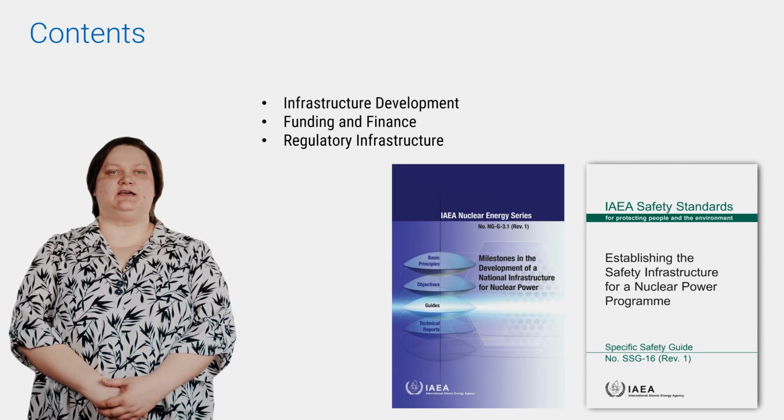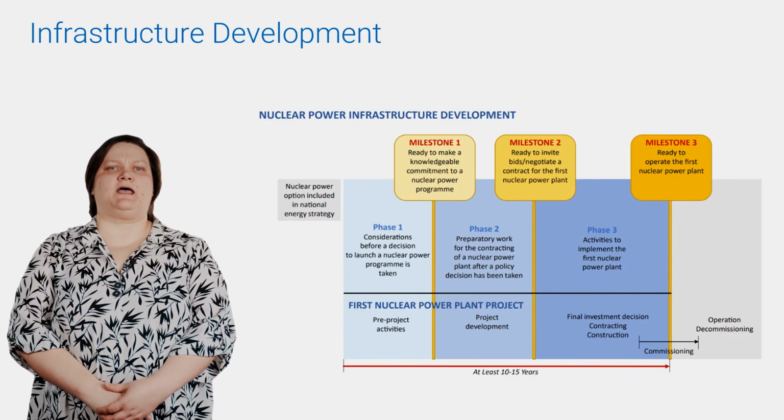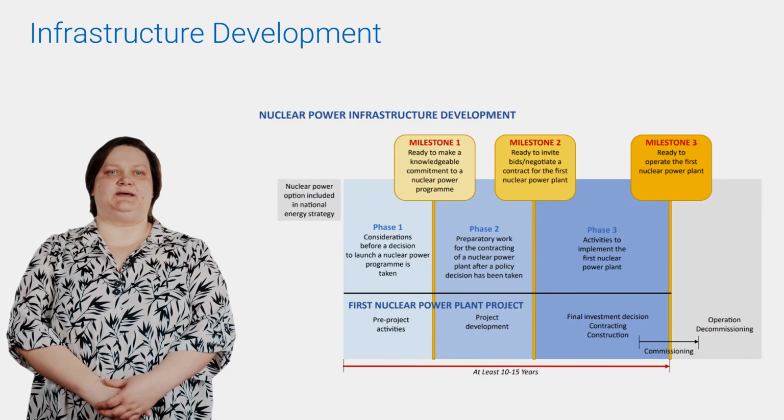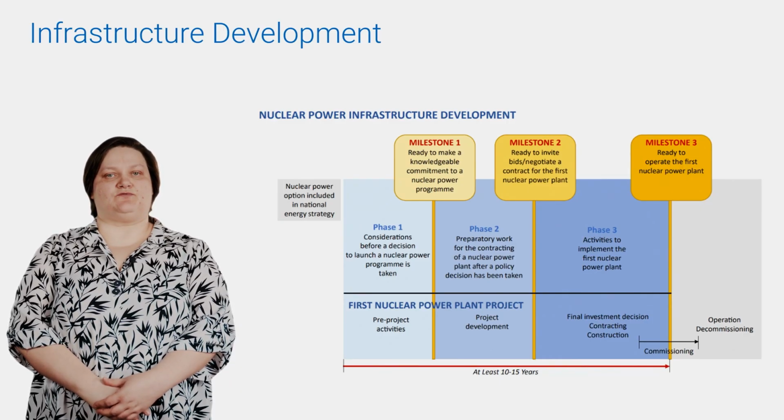We will consider three key aspects of nuclear infrastructure: development, financing, and regulation. The activities needed to prepare the infrastructure for nuclear power can be split into three phases, with the duration of each phase dependent on the degree of commitment and the resources applied in the country. The three phases of developing the infrastructure necessary to support a nuclear power program are as follows.